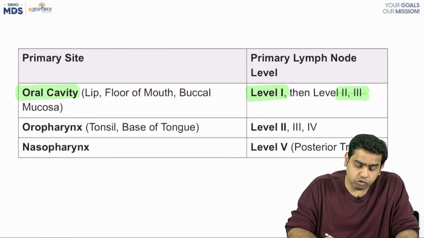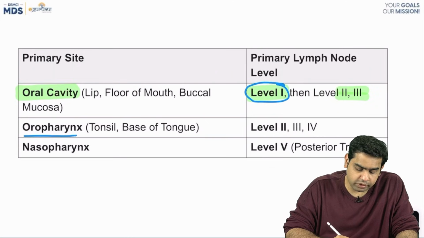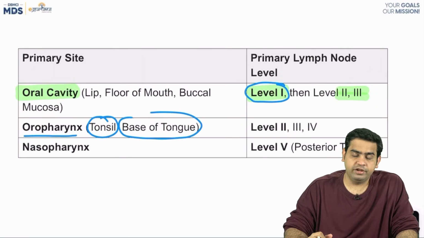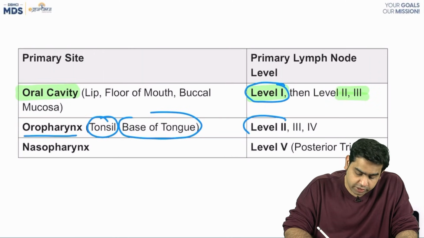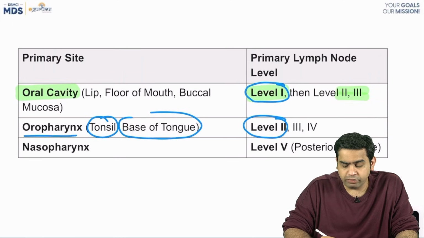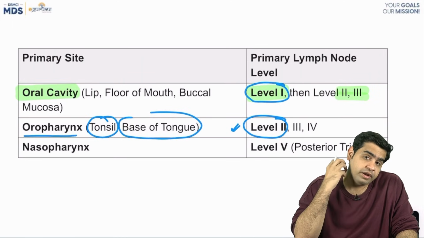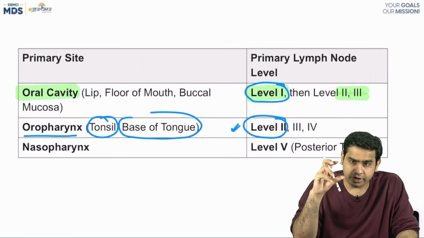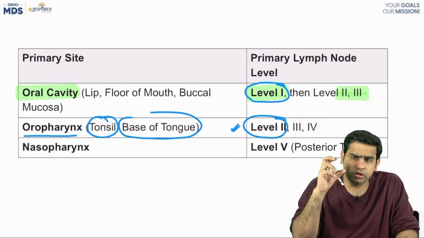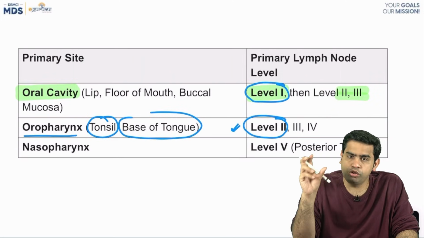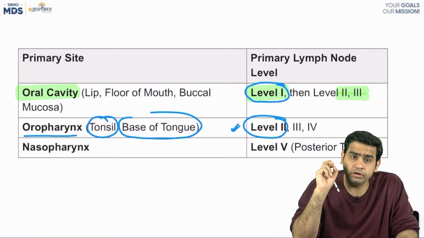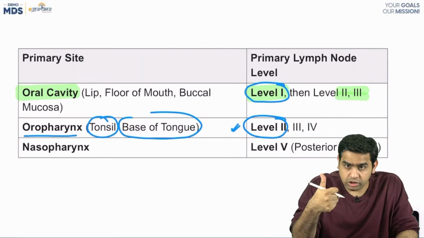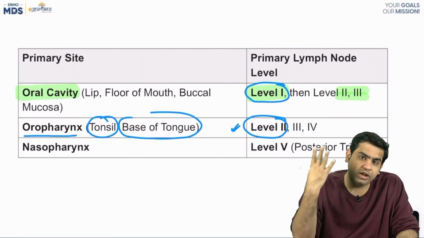But if at all there's most commonly what is involved is the level 1. But if at all you deal with the oropharynx, in which there is tonsils or the base of the tongue, that is the posterior part of the tongue, in these particular scenarios, the most common lymph node involved is the level 2. Then level 3 and 4 can also be involved, but the level 2, that is upper sternocleidomastoid kind of lymph node, is something which is involved. Upper, middle, and lower jugular. So upper jugular lymph nodes, those are the ones which are involved in the oropharynx, that is your tonsils, and the base of the tongue, that is the posterior part of the tongue.